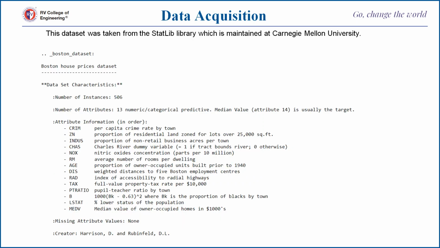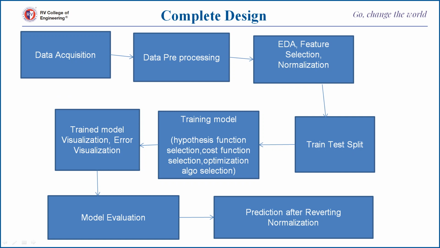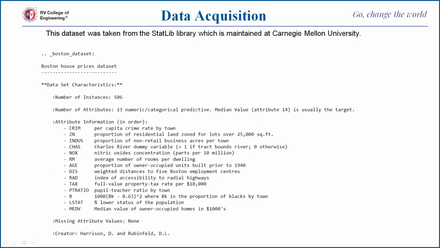First step, data acquisition. This data set was taken from the StatLib library containing the house prices in Boston based on 13 features. And the 14th feature is the price of the house based on the values of the 13 features. These are the descriptions of all the 13 features which were studied, and based on the values of these features, what was the price of the house.